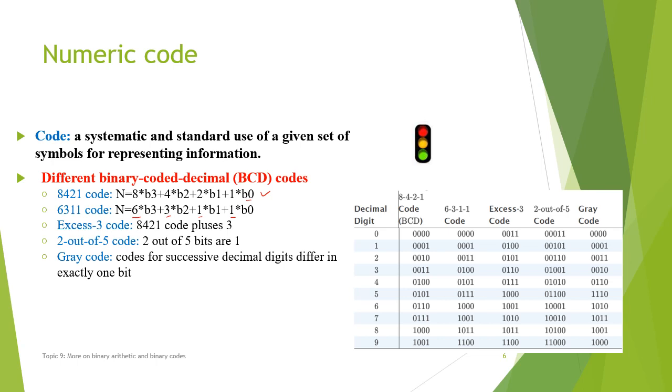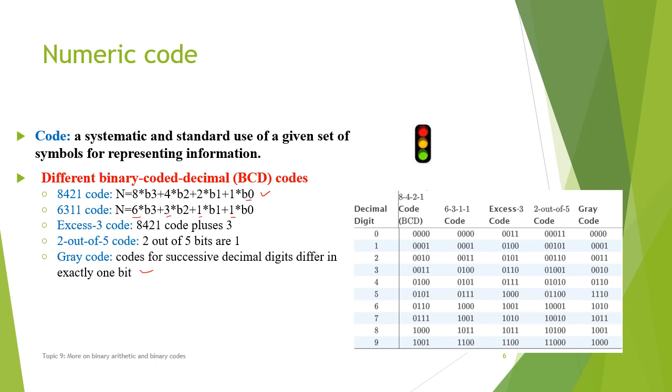And finally, gray code. That's the code for which successive decimal digits differ in exactly 1 bit. If you remember, we used this type of code when we were talking about the Karnaugh map. The map is formed using this strategy. Okay. And here is a table showing the representation of decimal digits 0 to 9 using different code systems.